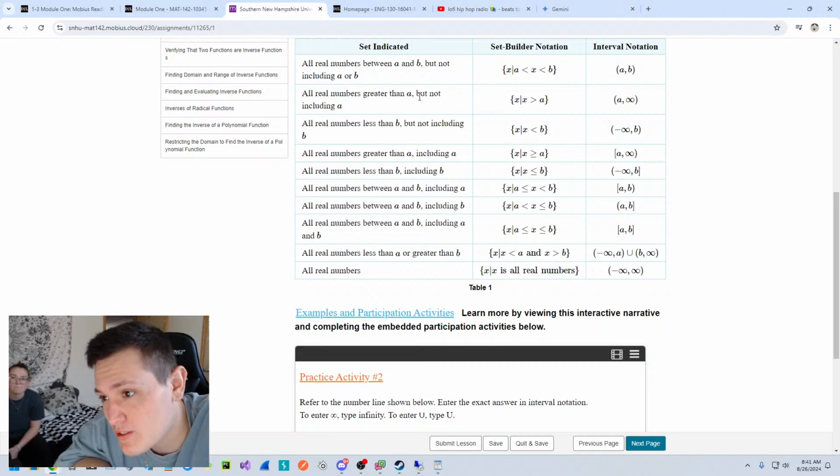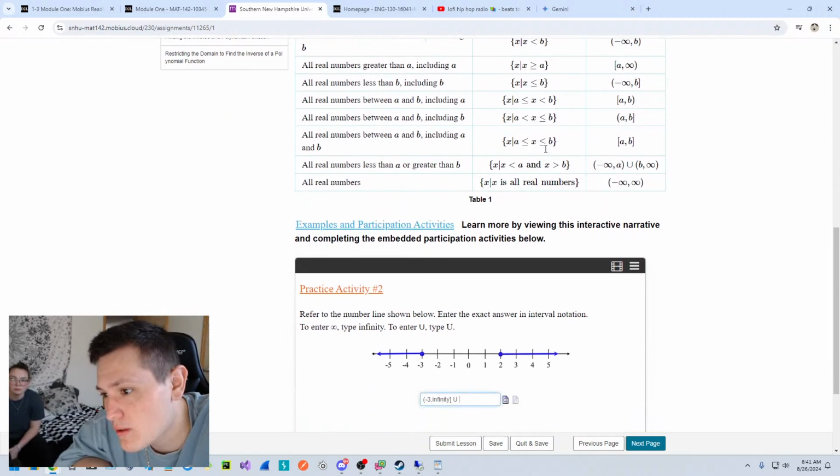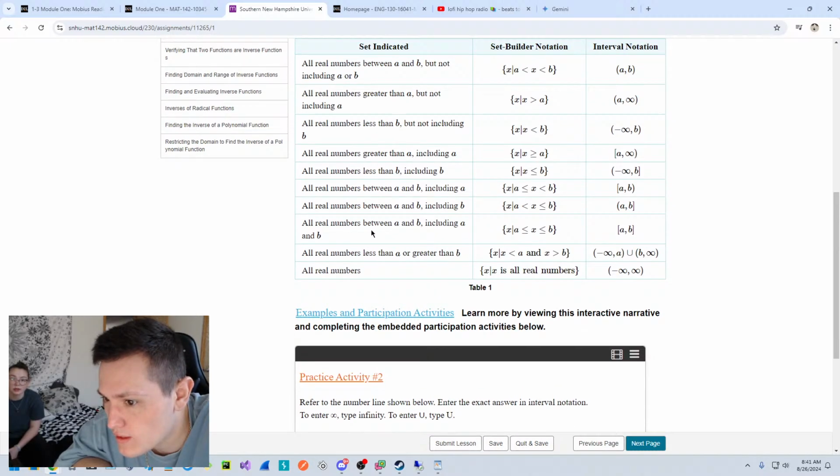So all real numbers that are greater than. So how do you know when to use a square bracket rather than parentheses? I haven't used this in like 3 years, 4 years.